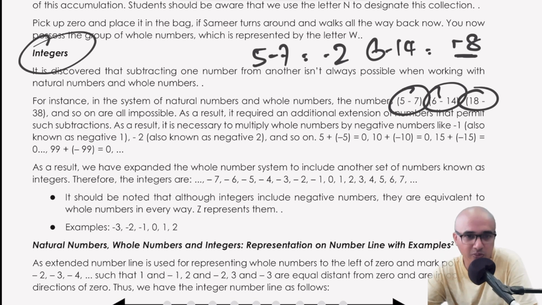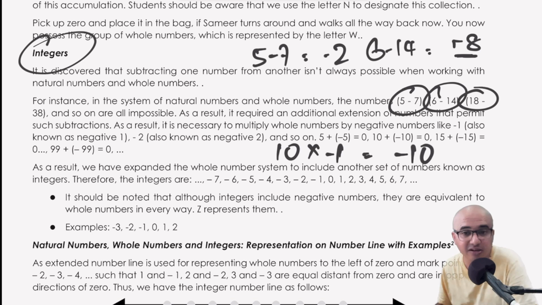And also with respect to multiplication, whole numbers can be multiplied by negative integers such as, let's say, minus 1 or minus 2, and this will result obviously in negative integers. For example, 10 is a whole number. If I multiply by minus 1, which is a negative integer, the result will be minus 10. This is obviously not a whole number, not a natural number. So what is this? This is a negative integer. So integers will include positive numbers, 0, as well as negative numbers.